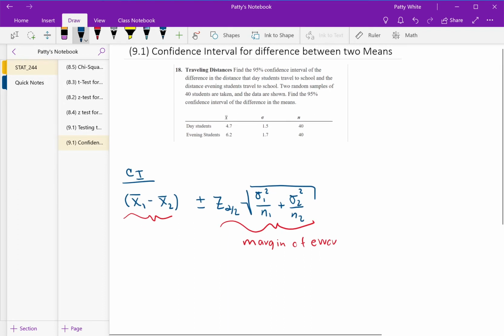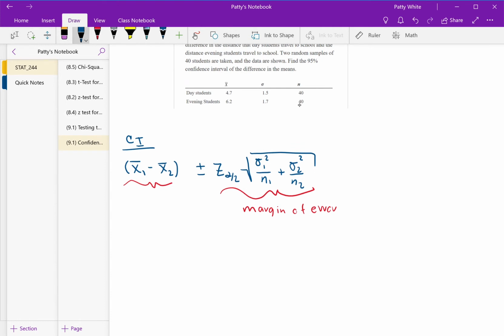Alright, so we should have everything that we need to calculate this. It'll go pretty quickly. It doesn't matter what you call group 1 or group 2, just as long as you're consistent. So I'm just going to say that's group 1 and that's group 2. Day students is group 1, so I have 4.7 minus 6.2 plus or minus this z alpha over 2, that's the standard normal distribution. Alpha over 2 is the area in one of the tails. So we need to find that value.